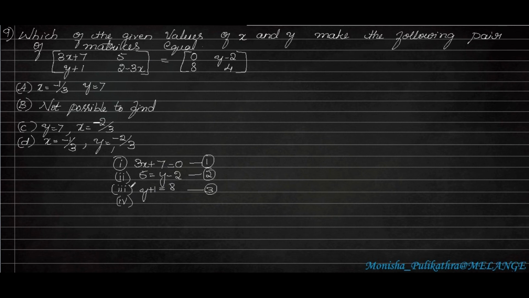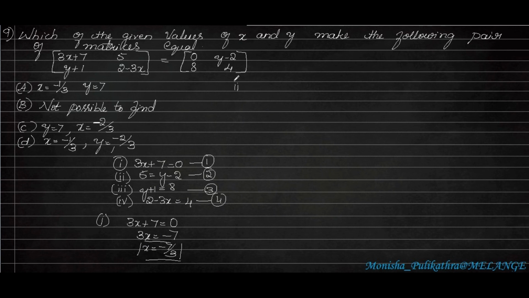And the fourth one, 2 minus 3x is equal to 4. So this is equation 4. Okay, so by this we have to solve and find out whether this matrix is equal to this matrix or not. I will be taking the first equation once again. That is 3x plus 7 is equal to 0. 3x is equal to minus 7. x is equal to minus 7 by 3. So by this we got x is equal to minus 7 by 3.